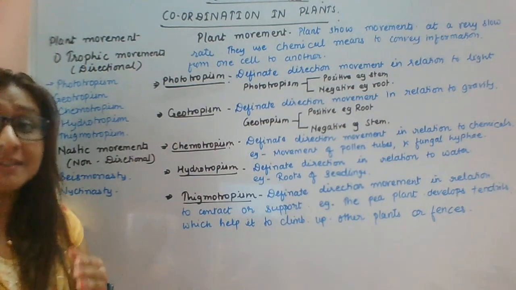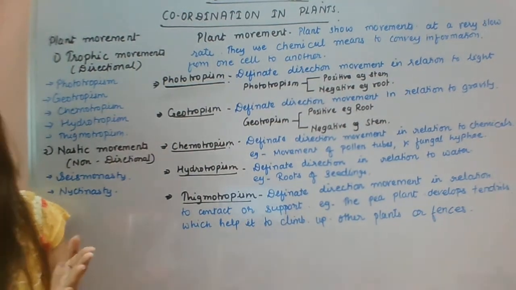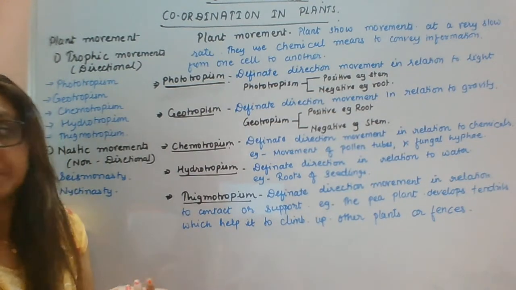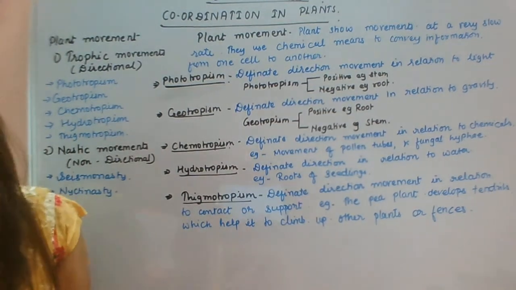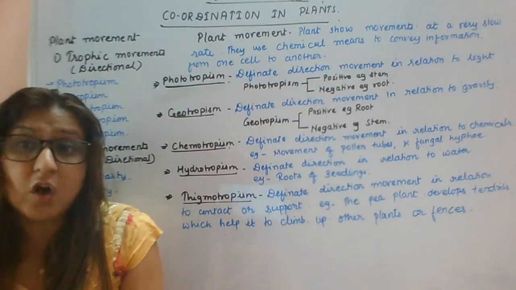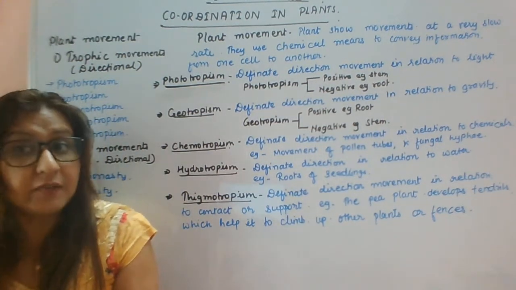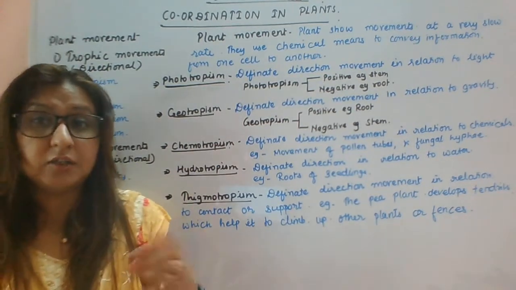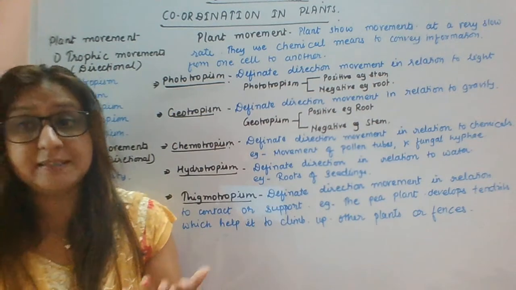This is because they use chemical means to convey information from one cell to another cell. Okay. So you can say the ability of the plant to detect change and respond is called the sensitivity of the plant. Now we will see the two types of movements that take place in plants.